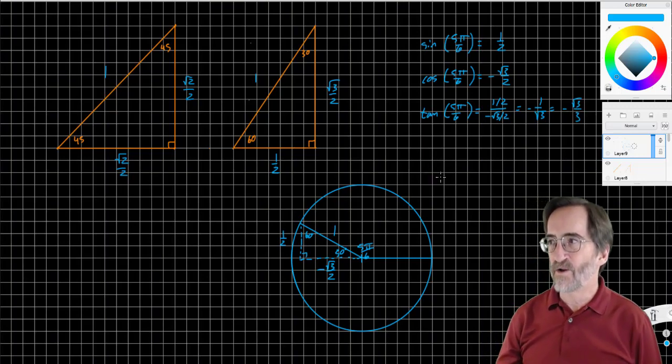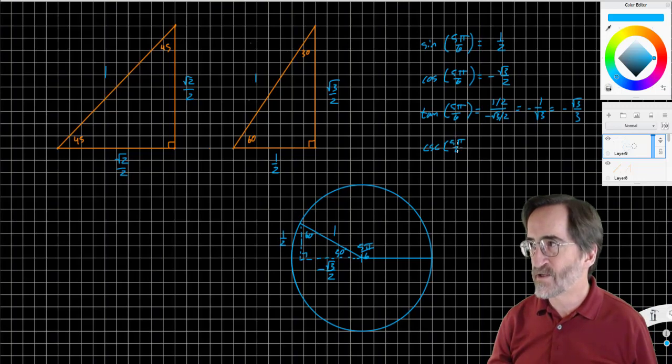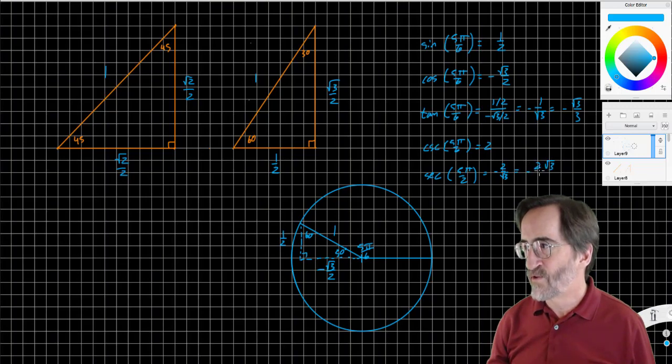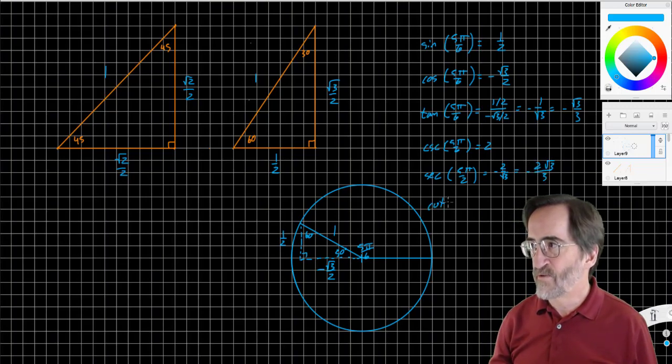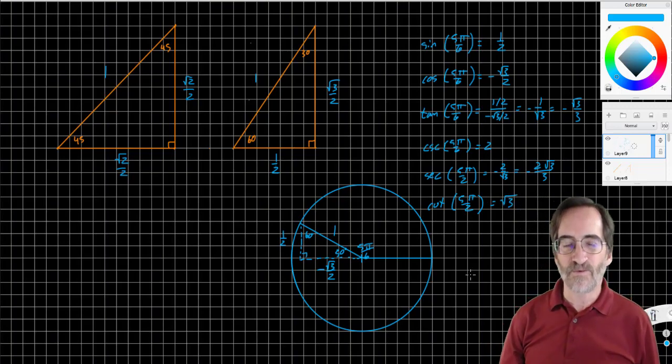And I can find all the reciprocal functions as well. Cosecant is the reciprocal of sine, so cosecant of 5π over 6 is 2. Secant is the reciprocal of cosine, so secant of 5π over 6 is going to be negative 2 over √3. Rationalize the denominator: negative 2√3 over 3. And cotangent is the reciprocal of tangent, so cotangent of 5π over 6 is going to be negative √3. So that's how it's applied, and those are the reference triangles.